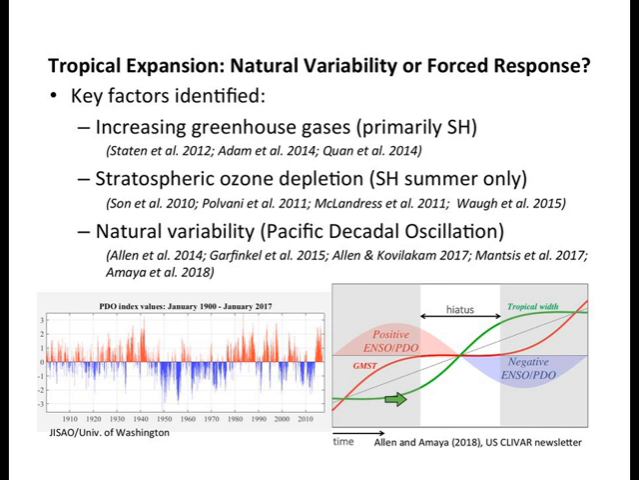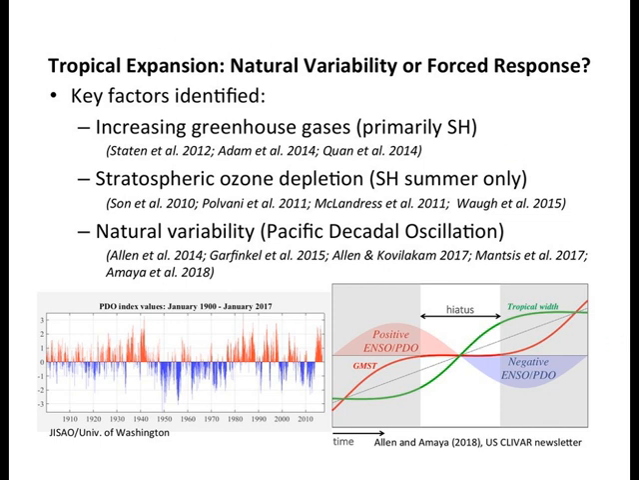And so all else being equal, when the PDO transitions from positive to negative, you would expect a boost on any background widening signal caused by just the change in phase of the PDO toward its negative phase.